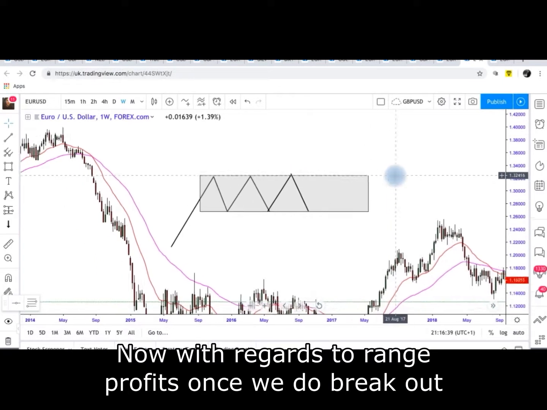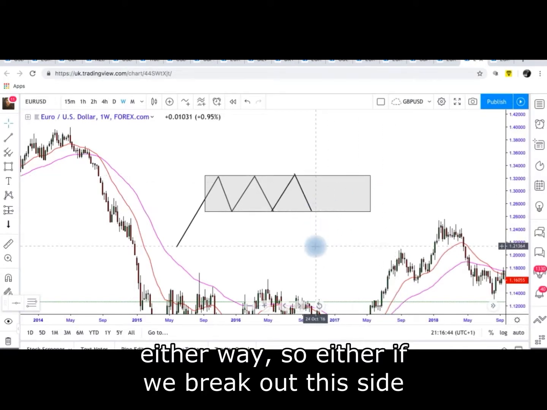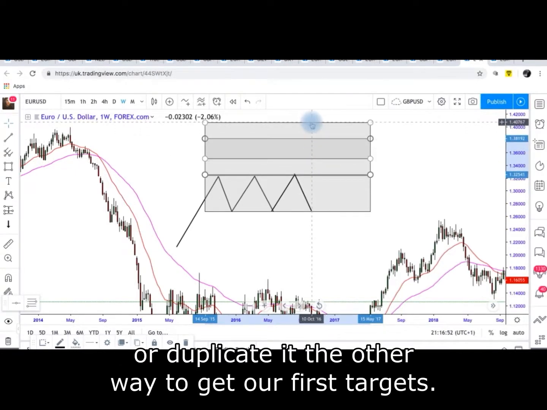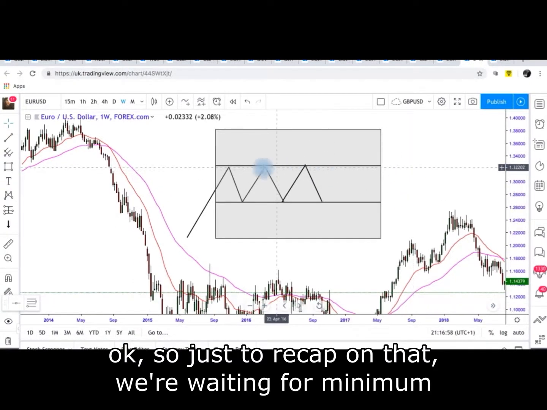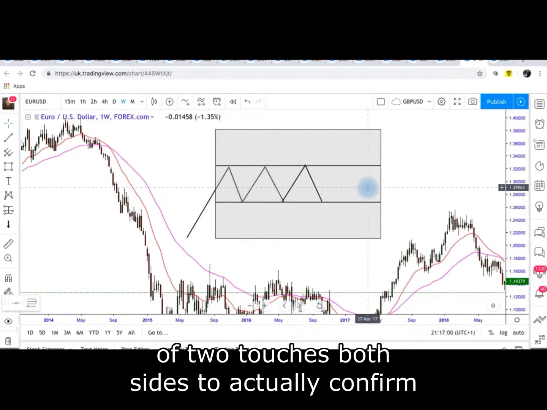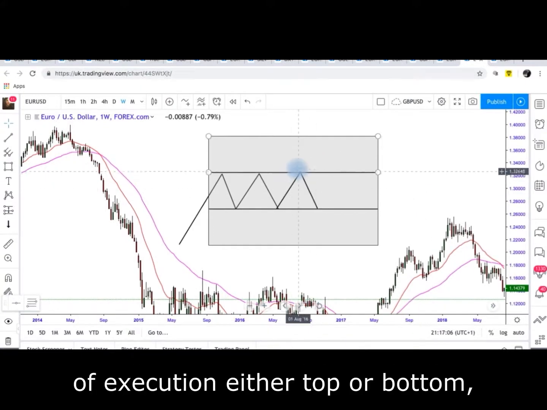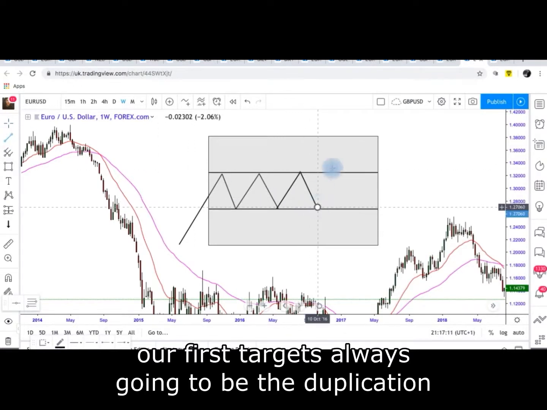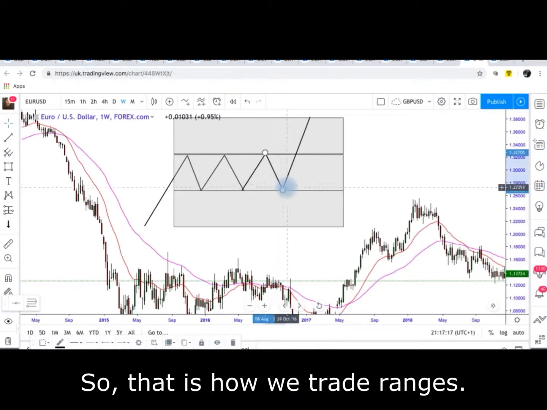Now, with regards to range profits, once we do break out, either way, either this side or this side, we would simply duplicate the range like this, or duplicate it the other way, to get our first targets. Okay, so just to recap: we're waiting for a minimum of 2 touches on both sides to confirm we're actually in a range to begin with. Once we're in a range, we're looking for the third touch for execution, either top or bottom, and once the range breaks out, our first target is always going to be the duplication of the range. Okay, so that is how we trade ranges.